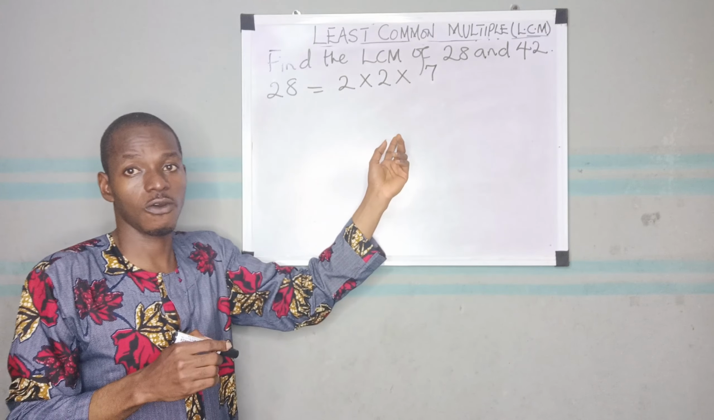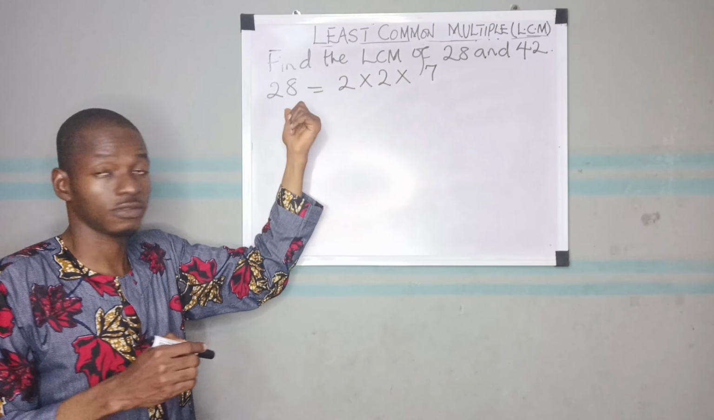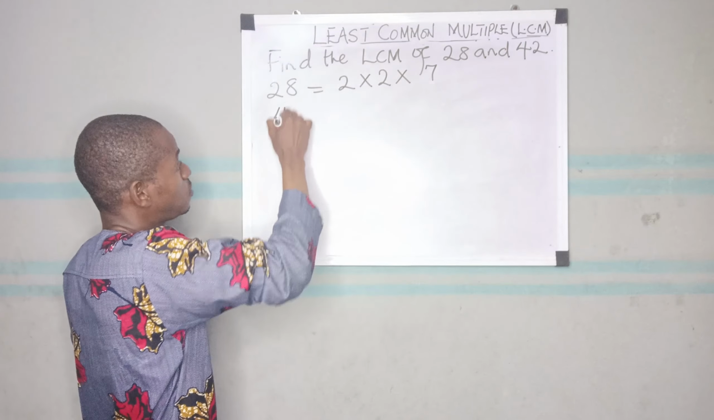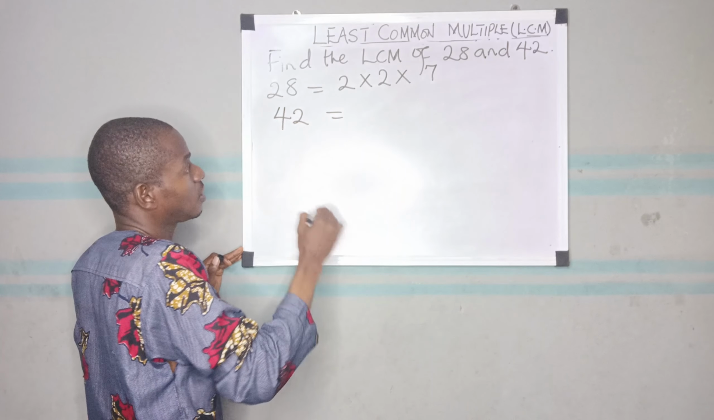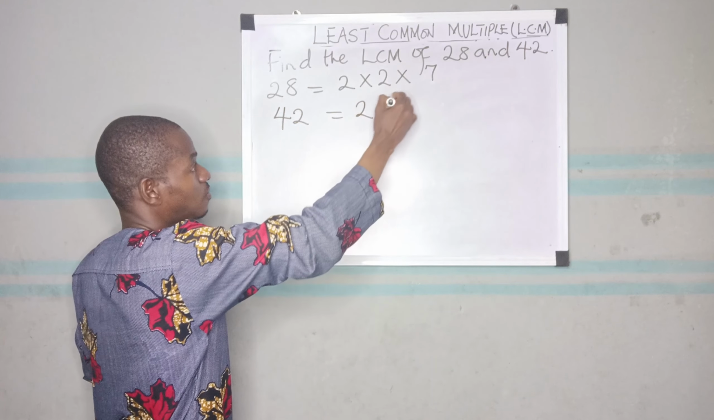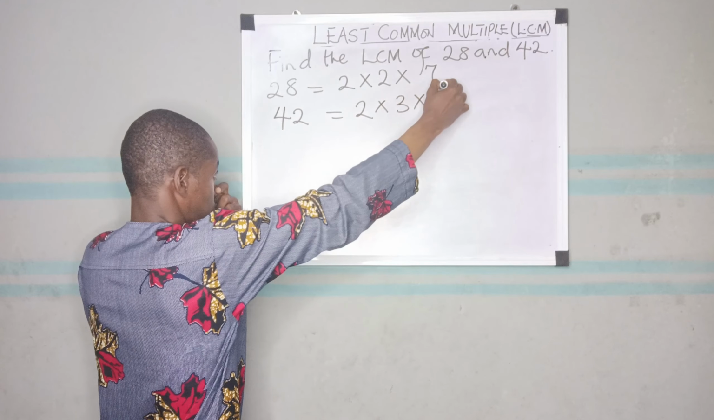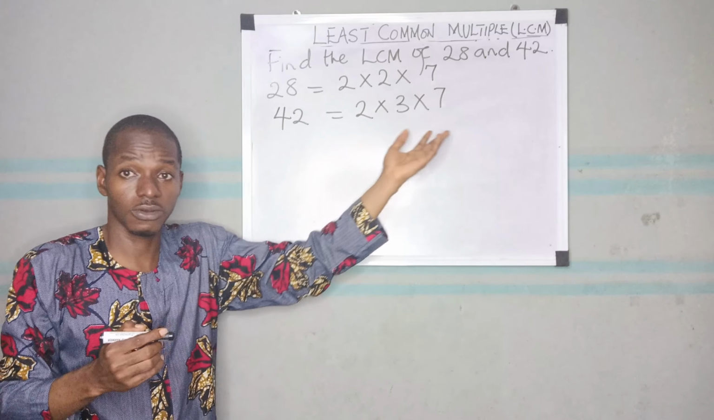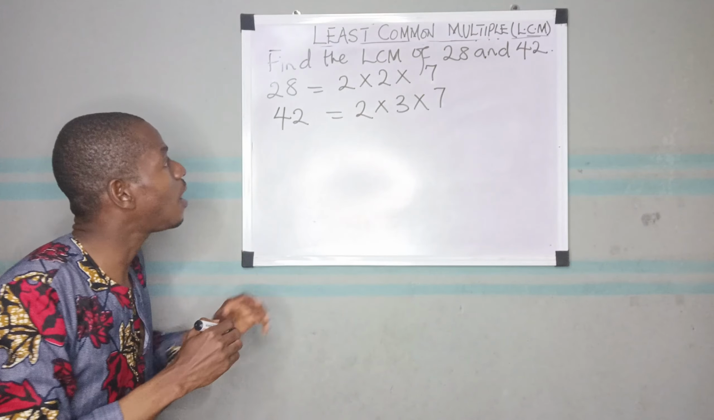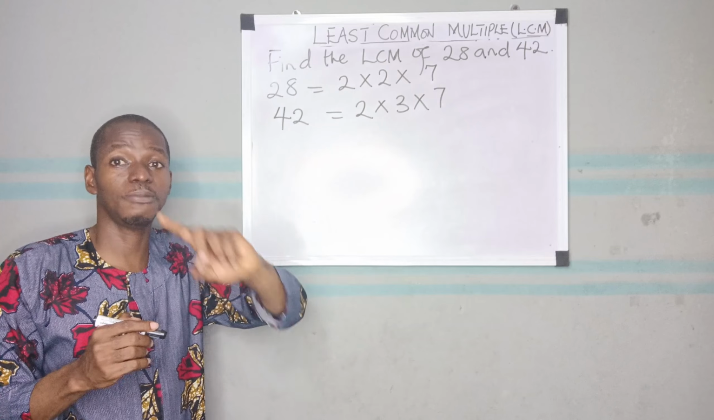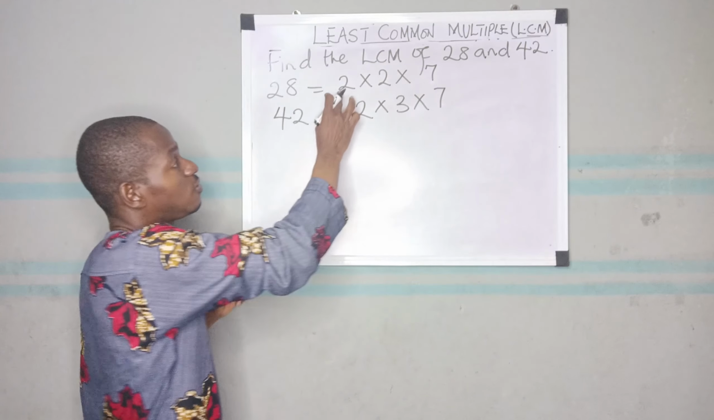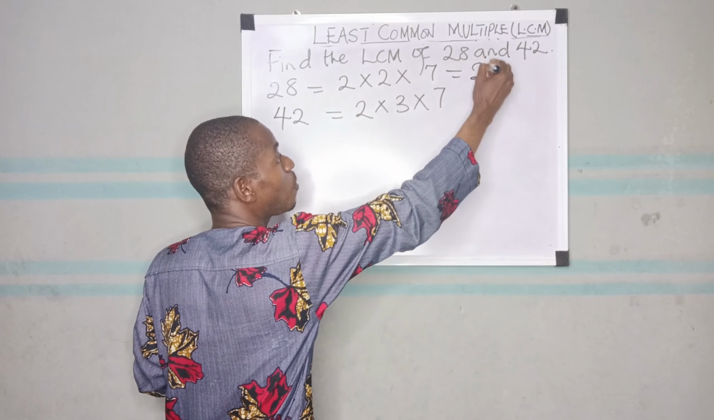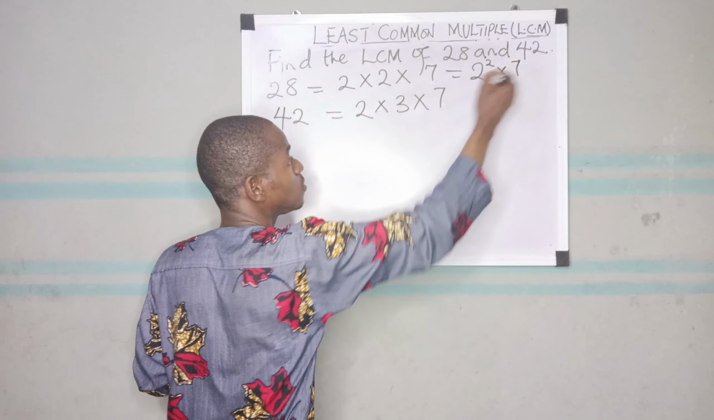2 times 2 is 4, 4 times 7 is 28. Now the next one, 42, is the same thing as 2 times 3 times 7. I've ended up writing 42 as a product of its prime factors. Now, I will not end there. I will put them in index form. How many 2s am I using here? 2. I can write it as 2 raised to power 2 times 7.